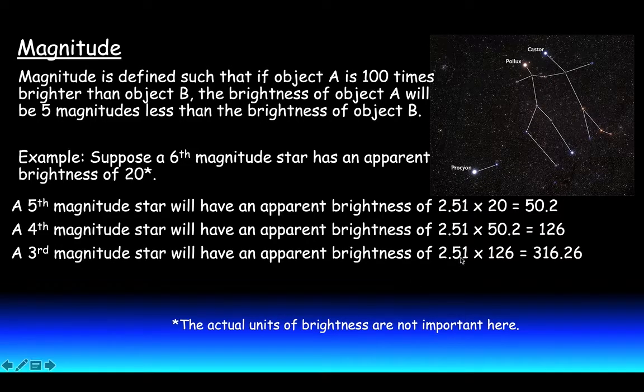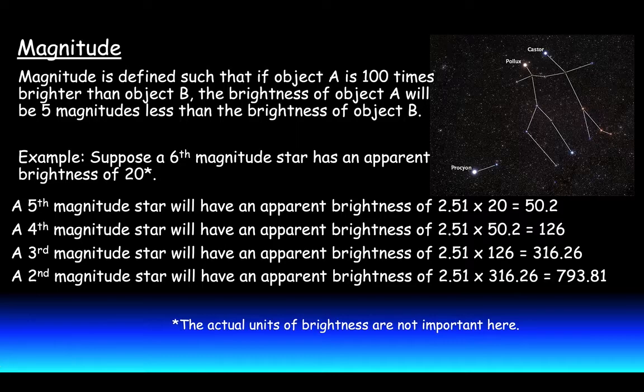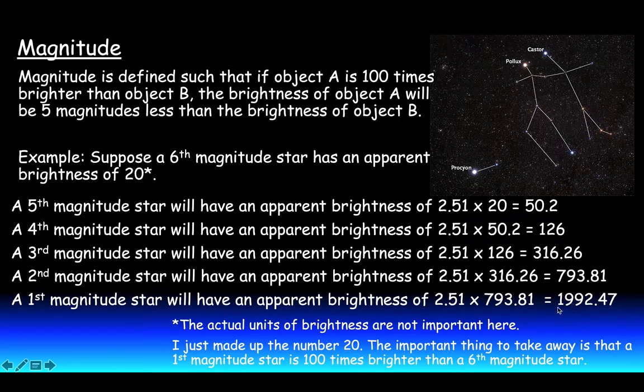A 3rd magnitude star will be 2.51 times brighter than a 4th magnitude star. So a 3rd magnitude star will have 316 units of brightness. A 2nd magnitude star will have 794 units of brightness. I'm just rounding up. And a 1st magnitude star will have 1992 units of brightness.